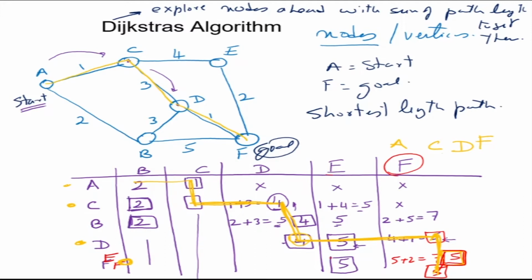And what is the length of the path? The length of the path is 5. Okay, so basically what we are seeing here is that using this algorithm, we can find what is the shortest path to take you from one node, the start node, to the goal node.